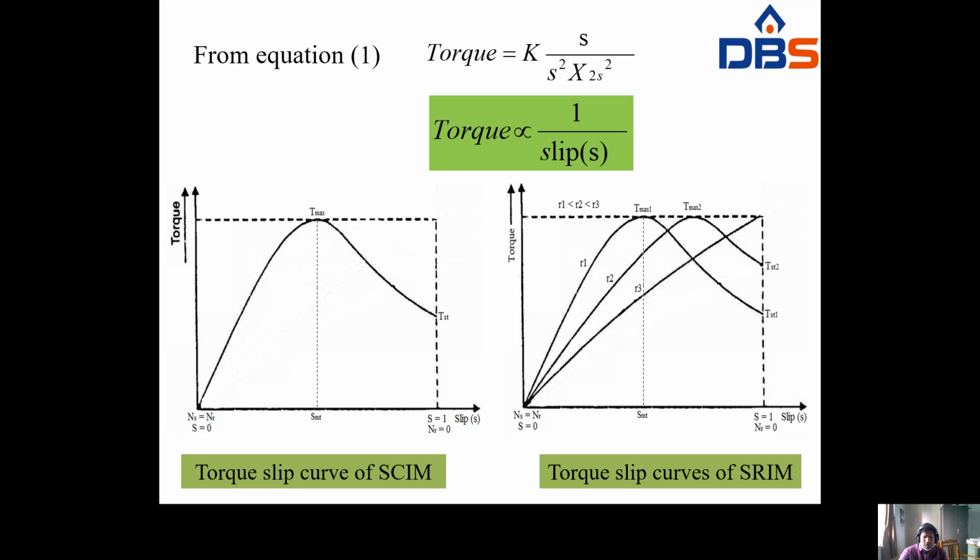Torque is proportional to 1 by S for the medium and high slip regions. That means the curve is a hyperbolic curve. Look at the picture. From S is equal to 0 to this point, it is a linear curve, and then this is a hyperbolic curve, from S is equal to 0 to S is equal to 1.